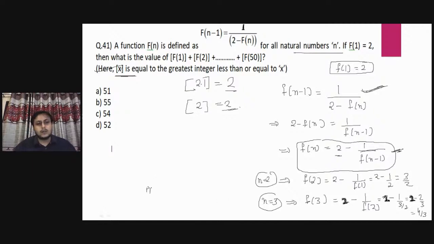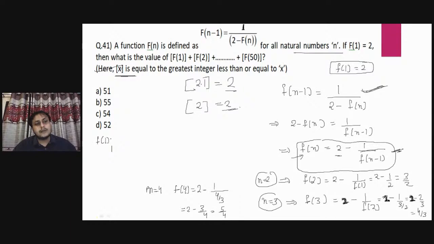So take one more value, then you can easily see the pattern. Put n equals 4. At n equals 4, what will we get? F4 equals 2 minus 1 upon F3, and we know the value of F3 is 4 by 3. So it comes out to be 2 minus 3 by 4, so this is 8 minus 3, which means 5 by 4. So guys, now you can easily visualize the pattern.